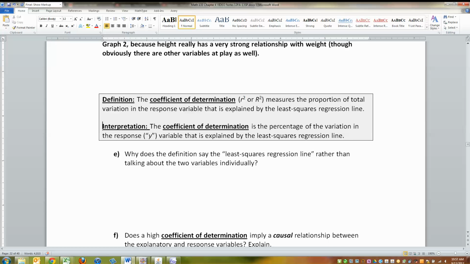All right, and by all means, that's the kind of this particular phrase. I would just put that right on your note sheets, right? Because nobody ever remembers it, but that's how to interpret the coefficient of determination. All right, so why does that say least squares regression line rather than each variable individually?